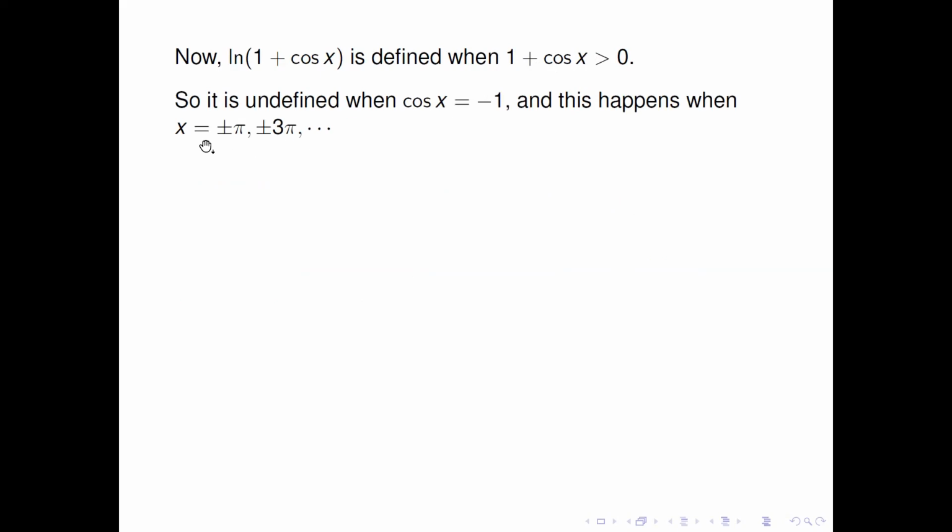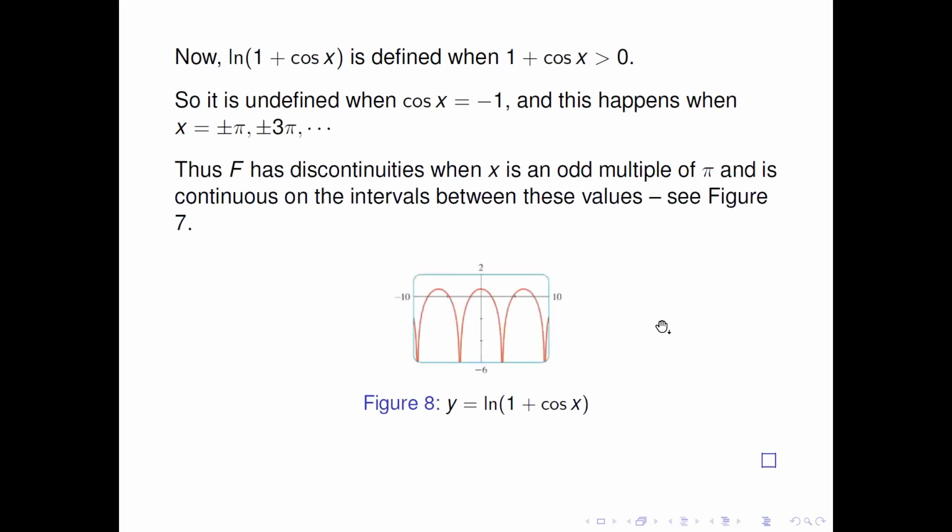And this happens, again in radian measure, when x is plus or minus 180 degrees, plus or minus 3 pi, and so on and so on. And that's what that curve looks like for the discontinuities of F.